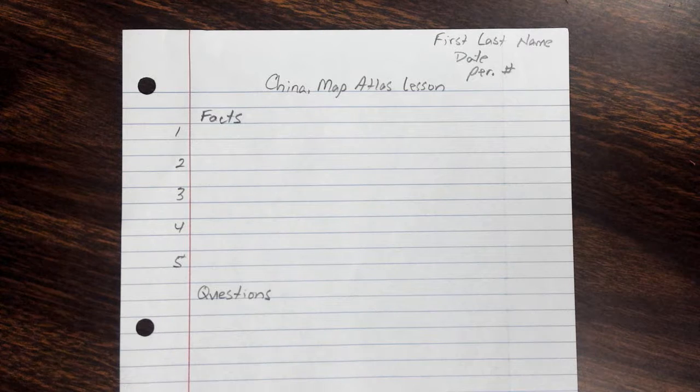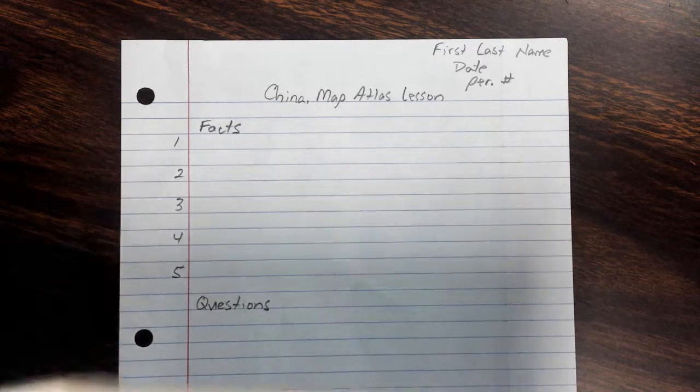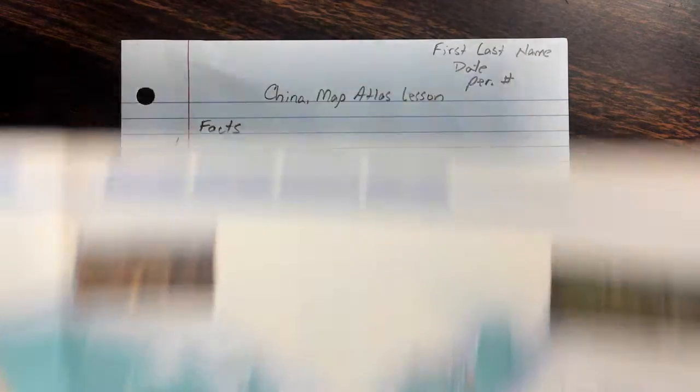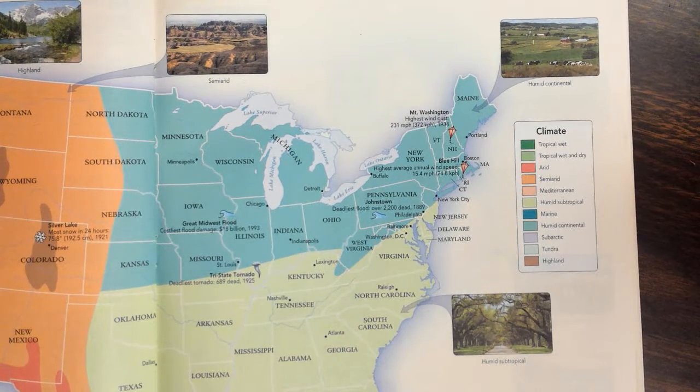Alright, in the first section of this paper, what I want you to do is simply to find 5 facts from any map in the book. So I'm going to give you 2 examples. Okay? I'm going to look at first page 61. So take your map atlas and open it up to page 61.